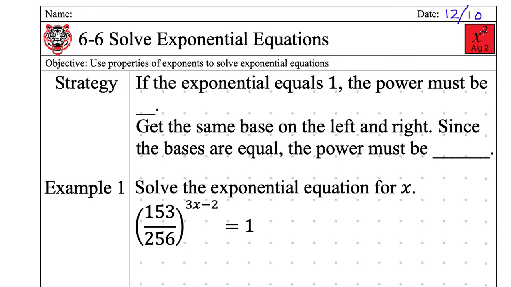So, our objective, quiet raised hand. Who's got it first? Beverly was the first one up. Use properties of exponents to solve exponential equations. There it is. So we're using those properties instead of logarithms. Logarithms will be that fun thing later in January.